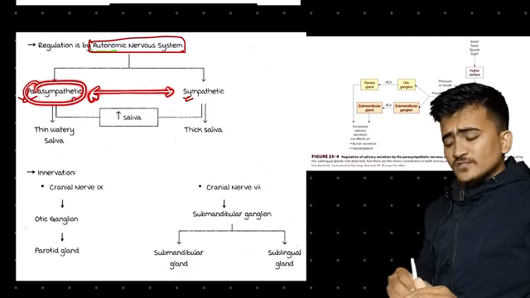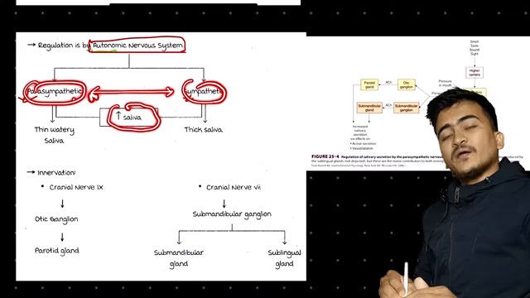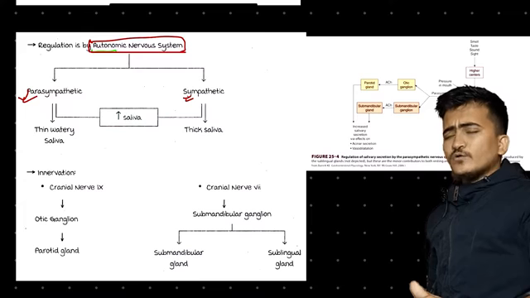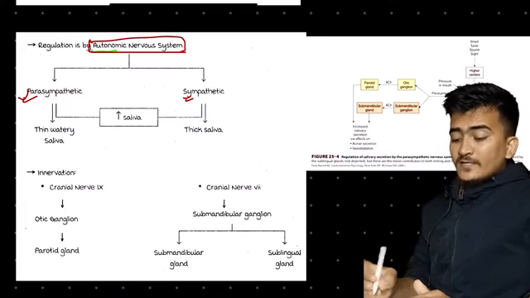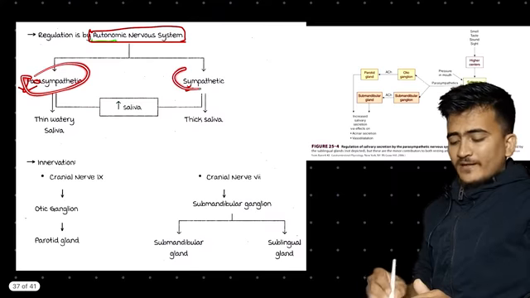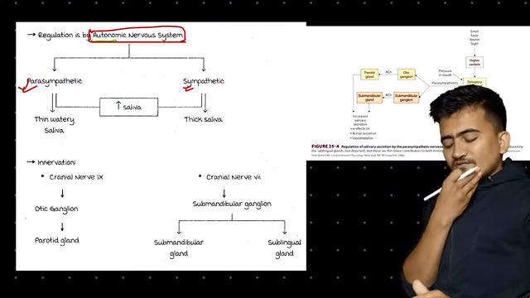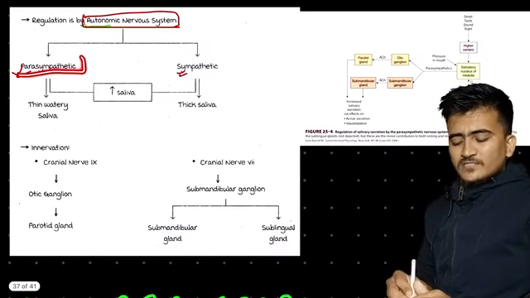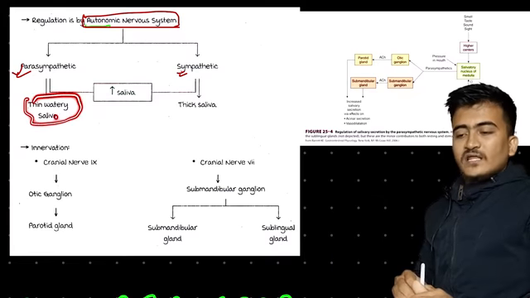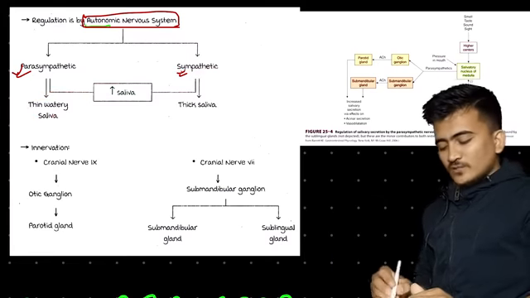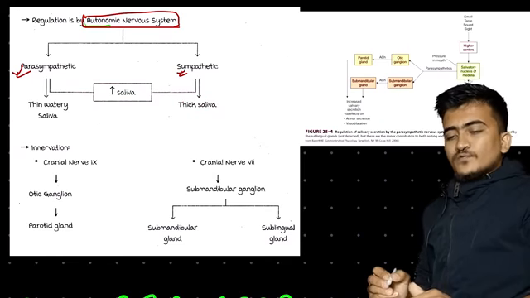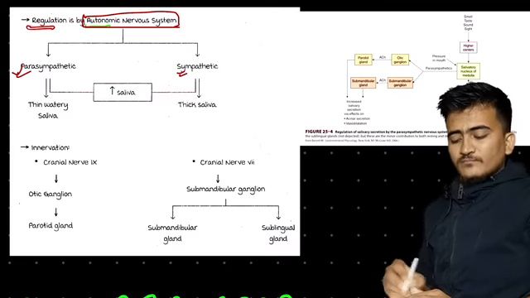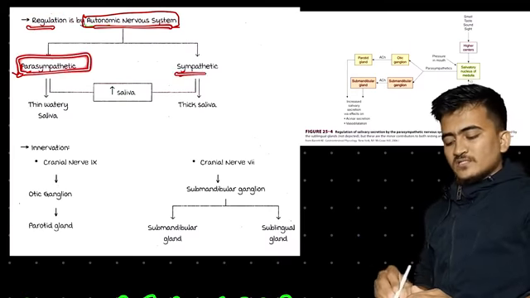Their main function is to increase saliva. They both act to increase the secretion of saliva, so they are not acting opposite to one another, they are acting with each other, in parallel. But the type of saliva secreted differs between the two systems. In the case of parasympathetic activation, there will be thin watery saliva. In the case of sympathetic activation, there will be thick saliva. So that is the difference. This is the regulation part, regulation by the ANS under two systems, parasympathetic and sympathetic.